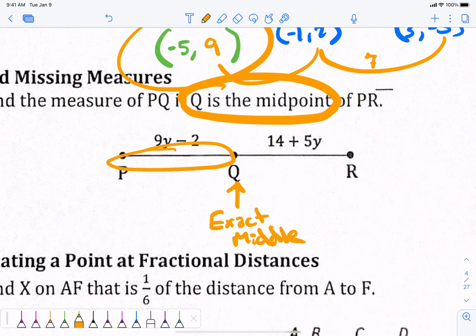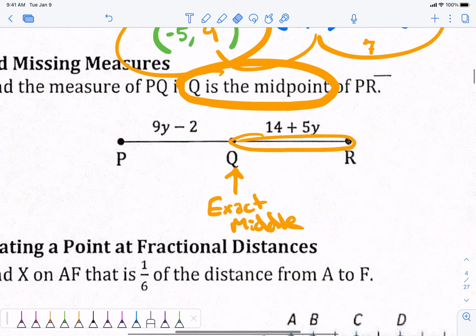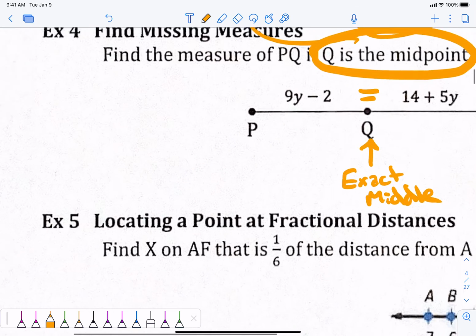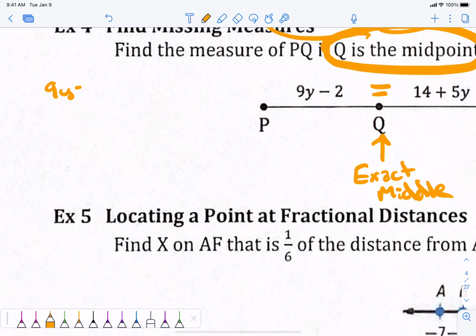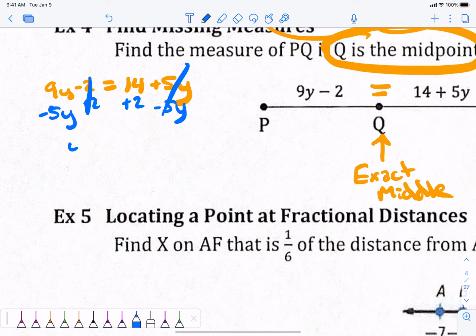PQ is labeled as 9y minus 2 and QR is labeled as 14 plus 5y. Yeah? Okay. Now, what can we do to solve for y? They're equal to each other, right? If those two segments are exactly the same length, those are equal to each other. So then we just solve. 9y minus 2 equals 14 plus 5y. Let's subtract the 5y, maybe? Yeah. And can I add the 2 at the same time? Yes. Okay, so 4y equals 16. Divide by 4, y is 4.